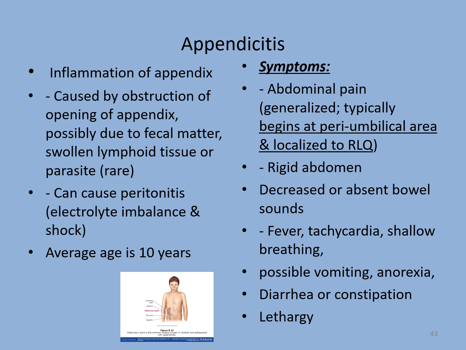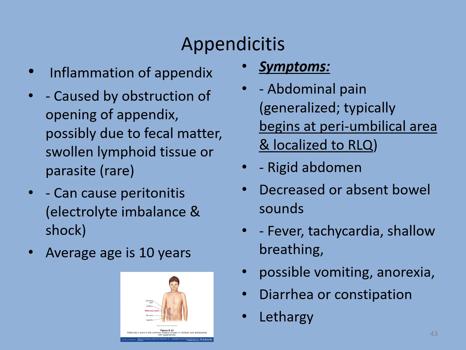It can cause peritonitis in the child, electrolyte imbalance, and shock. The most common age we see it is 10 years old. The child will have severe abdominal pain, and it begins first at the periumbilical area, and then it rolls all the way down to the right lower quadrant, which is also called McBurney's point.